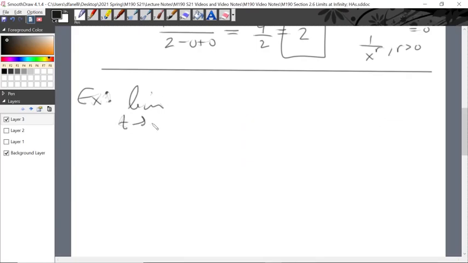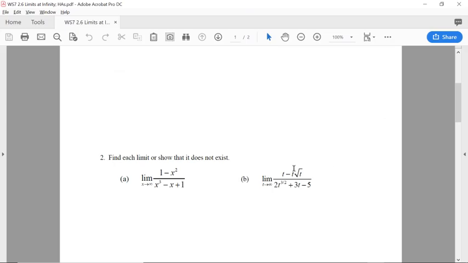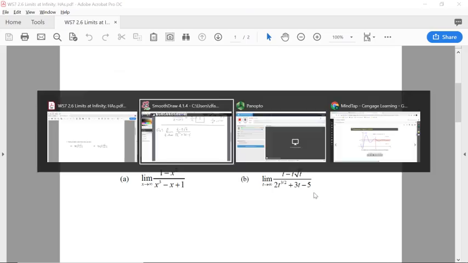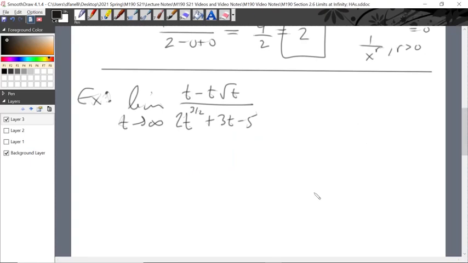Limit as t approaches infinity of t minus t root t over t to the 3/2. Oh, sorry, that was 2t to the 3/2 plus 3t minus 5. All right, 2t to the 3/2 plus 3t minus 5. Okay. First, I'm going to do a little bit of algebraic simplification here in the numerator.